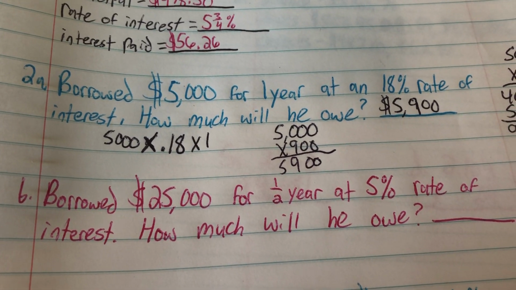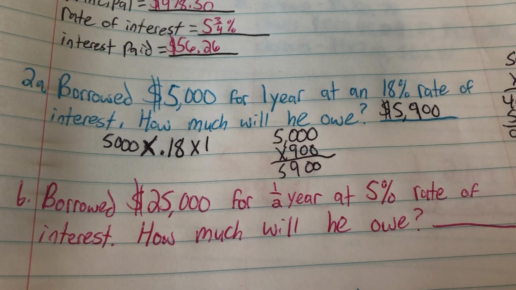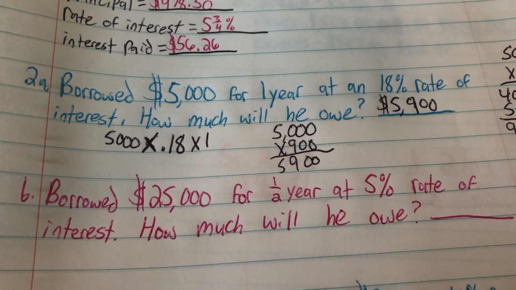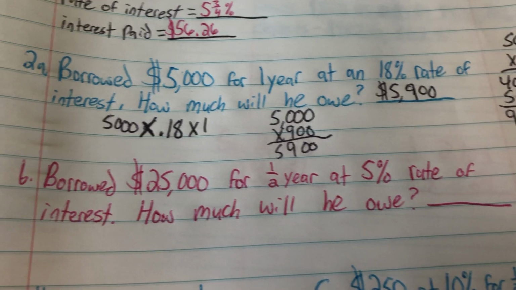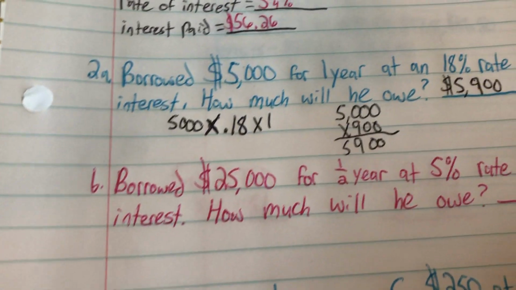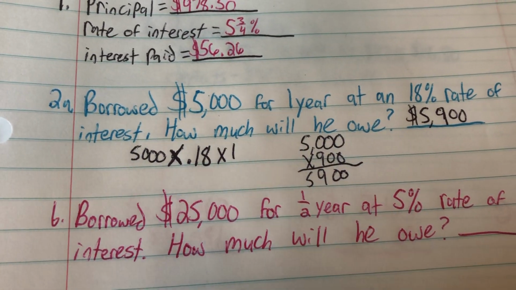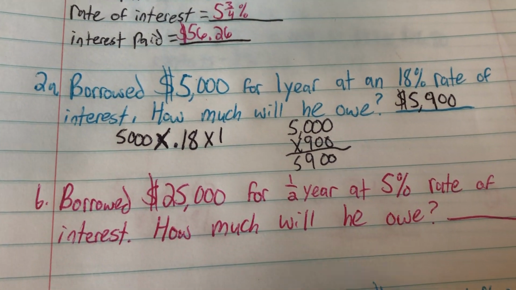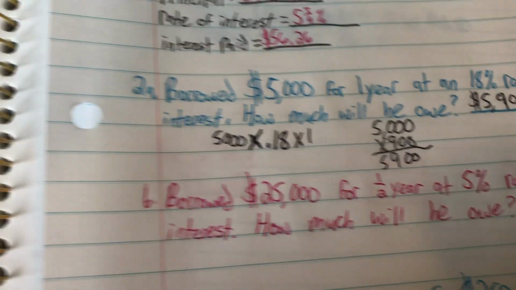Okay. On B, Dr. Cunningham borrowed $25,000 from Dr. Grant for a half a year at a 5% rate of interest. How much will Dr. Cunningham have to repay? Well, the principal is $25,000, and the rate is 5%. So let's go ahead and multiply that first.